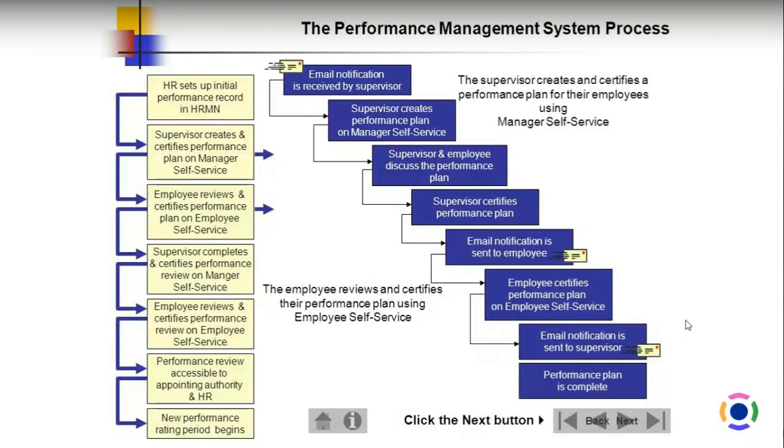Then after the conversation, employee reviews and certifies performance plan on employee self-service. I told you performance appraisal is not complete without employee sign-off. Then supervisor certifies performance plan. So this actually walks you through. The next phase is supervisor completes and certifies performance review on manager self-service. Email notification is sent to employee. Now, employee certifies performance plan on employee self-service. You just begin to realize that it flows from HR to the supervisor, supervisor to employee, employee back to supervisor, the supervisor back to employee, and ends with HR. That is performance management. That way, everybody is carried along and nobody is victimized or witch-hunted.